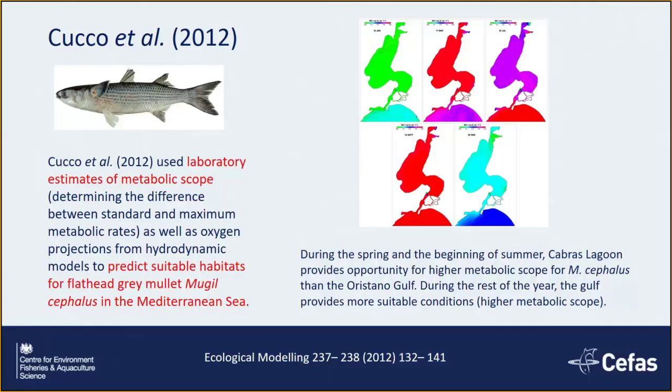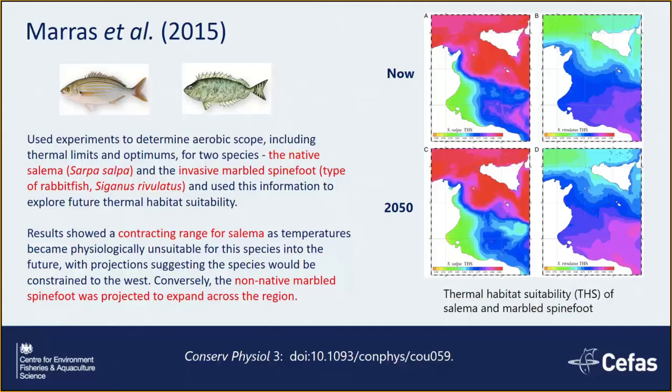an ecological sense. There's a related paper by the same group where they have a native, these are both herbivorous fish in the Mediterranean, a native species and an introduced species which have different metabolic scopes and temperature preferences. And they again use experiments to try and predict the distribution of the two species now and in the future. And they show a contracting range for the native one and an expanding range for the non-native one. So this is now and the future. This is the native one, this is the non-native one. And again, it's a similar sort of habitat suitability model, but based on laboratory physiological experiments.